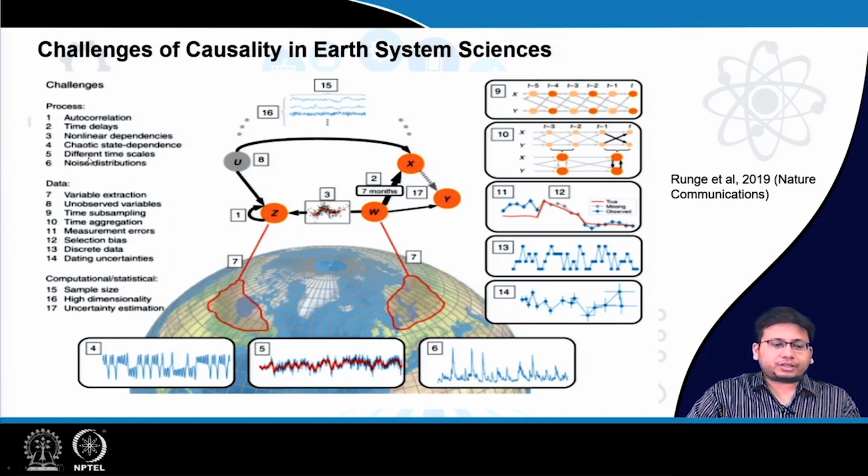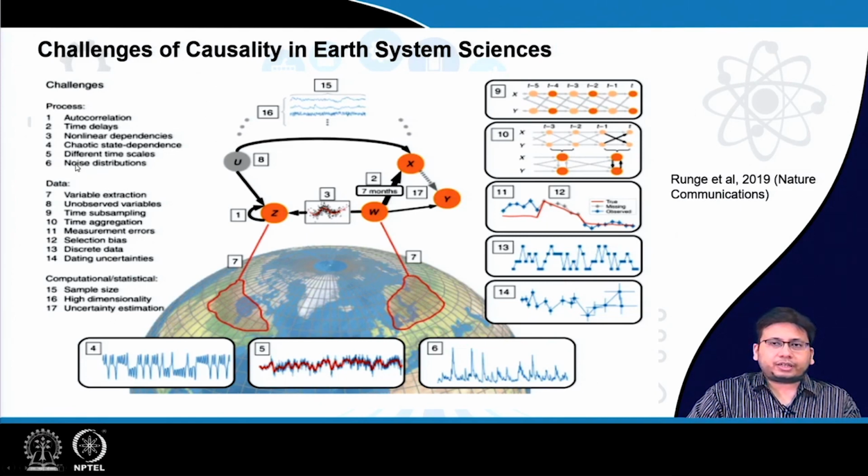Then comes the question of chaotic state dependence. So, especially a chaotic time series is notoriously difficult to predict, because the nature of chaos is such that if there is some small deviation at any point of time, the future values may take a completely different trajectory. So, in the presence of such chaos, identifying causal impacts becomes very difficult.